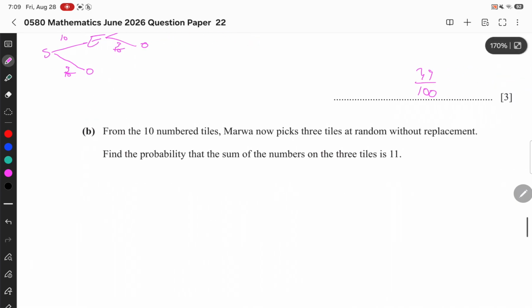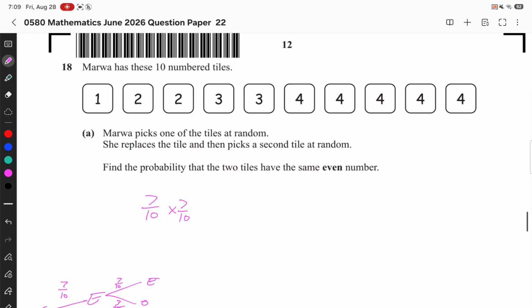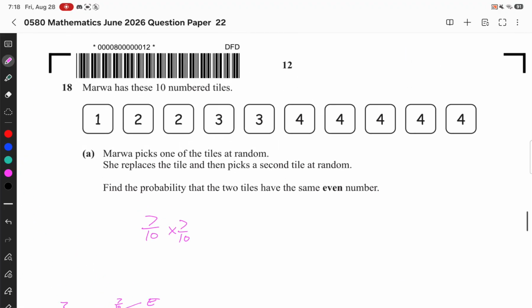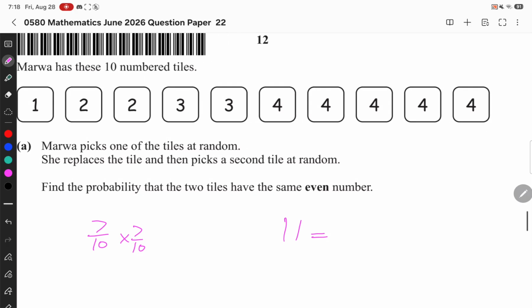From the 10 numbers, she now picks 3 times at random without replacement. Find the probability that the sum of the numbers on the tiles is 11. This is a fun joke. 3 tiles that sum to 11. Let's see. Coca-Cola, Pepsi. So you want to pick 3 cards. How do you have a sum which becomes 11? Let's pick the highest cards.